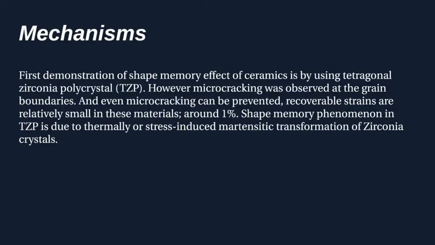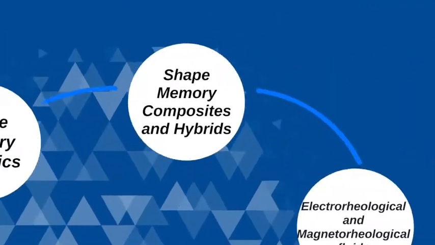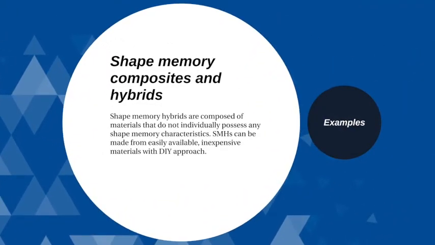So the first demonstration of the ceramics in the research is for using the zirconia polycrystal, but because macro cracking was observed, they developed another new material, and they found that the phenomenon is because of the thermally or stress induced martensitic transformation of zirconia crystal, so they have the property. And then the composites and hybrid, okay.